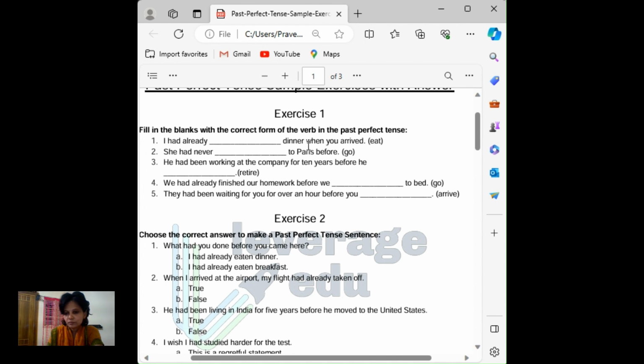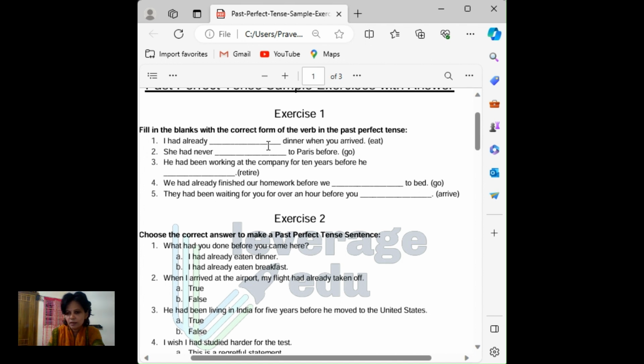This is also a past action. Before this person came, this thing happened. Now you observe: one action happened before the other was going to happen, like before you come, before you arrive. So I had eaten dinner. It means I completed eating before that person came. Like I had already eaten when you arrived.